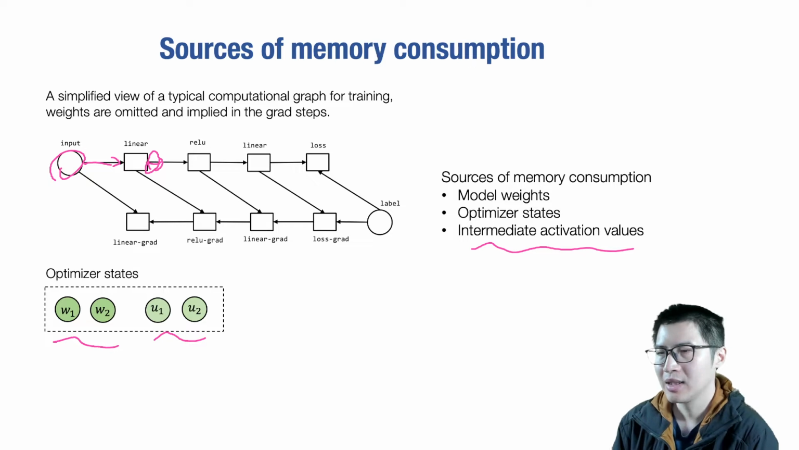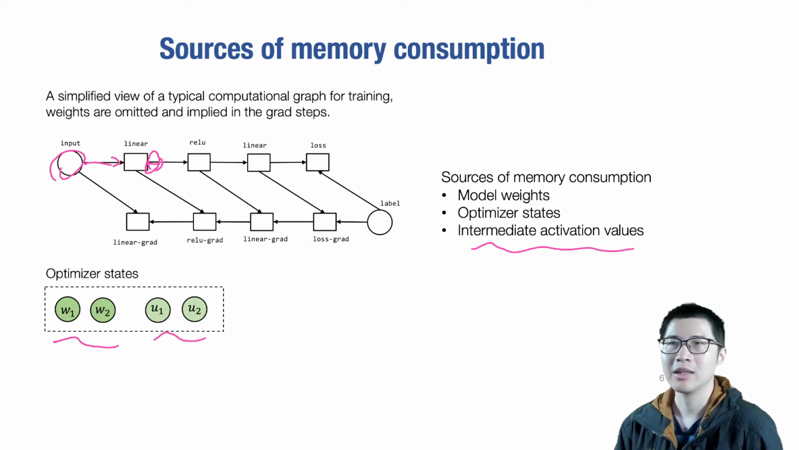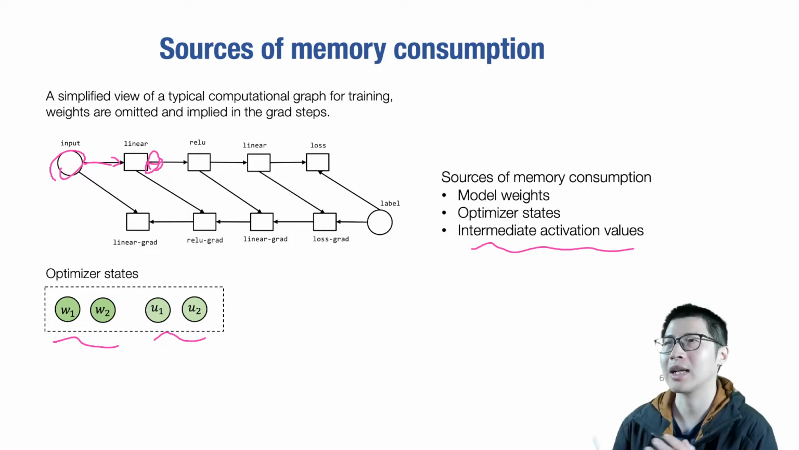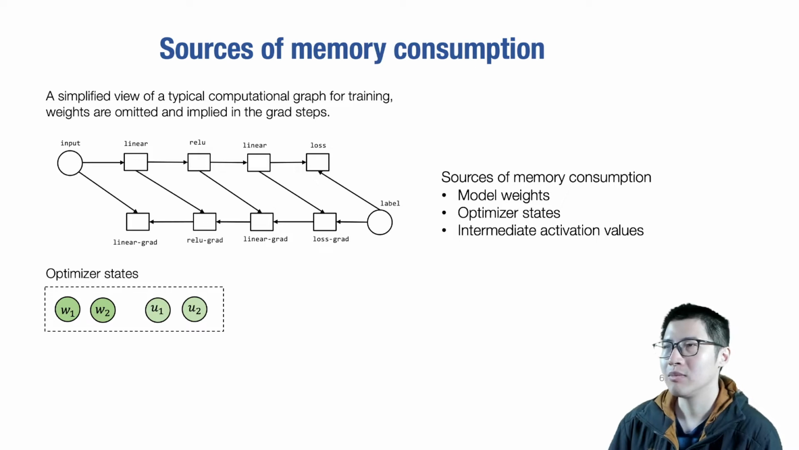And of course, there are other sources of memory consumption as well, besides the model weights, optimizer states, and intermediate values. For example, we will need to allocate memory to store the input data and so on. So these are common sources of memory consumption. Now, one question that we have is, how can we reduce the overall memory cost in this process? If you look at this computational graph, you can find that every node costs memory. So what are the possible techniques we can use to reduce that?